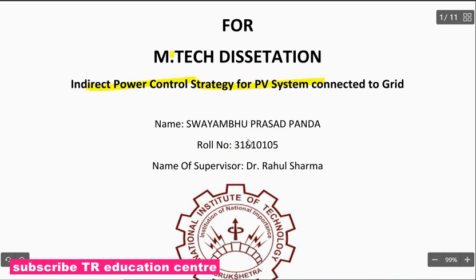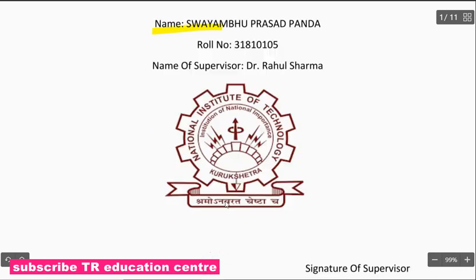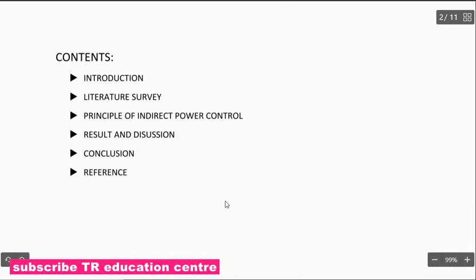Indirect power control strategy for PV system connected to the grid. The contents are: introduction, literature survey, principle of indirect power control, result and discussion, conclusion and reference.